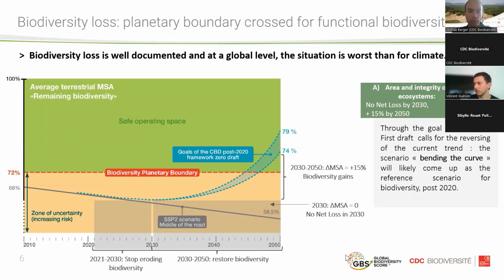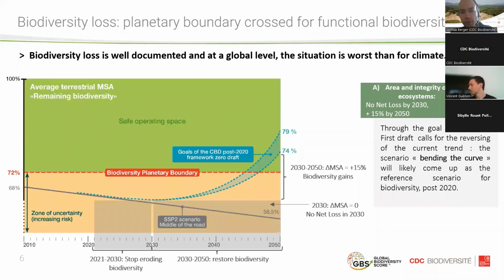On this chart, you can also see the limit, the planetary boundary for biodiversity, which has been defined as 72% remaining mean species abundance, a metric I'm going to detail later. And you can see that the boundary has been crossed. So we are losing biodiversity at an alarming rate, and we are out of the safe operating space.